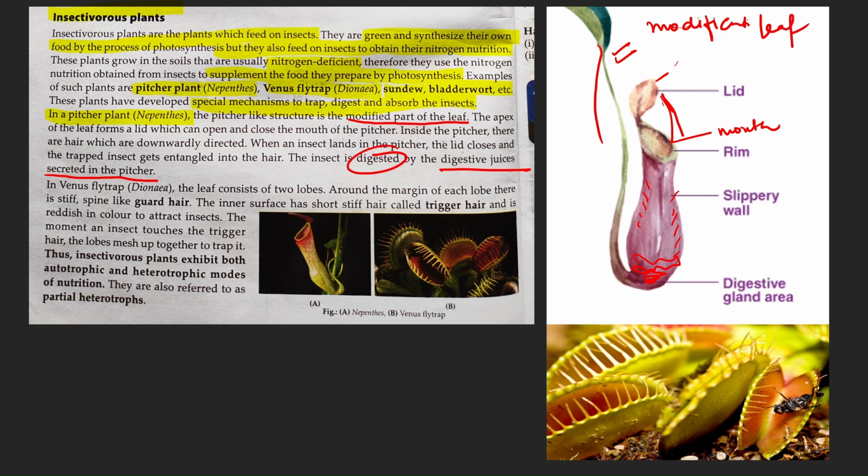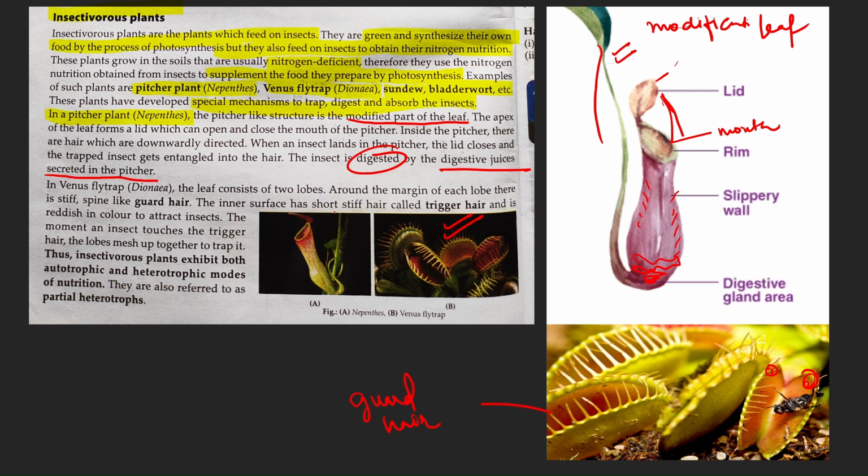Okay, and next comes the Venus flytrap. So this is Venus flytrap, Dionaea. The leaf consists of 2 lobes. This one and then this one too. 2 lobes. Around the margin of each lobe there are stiff spine-like guard hairs. So these are called guard hairs. So this is what will trap.